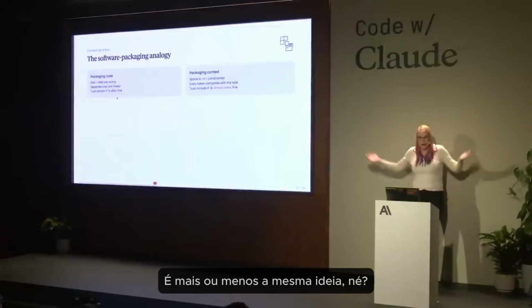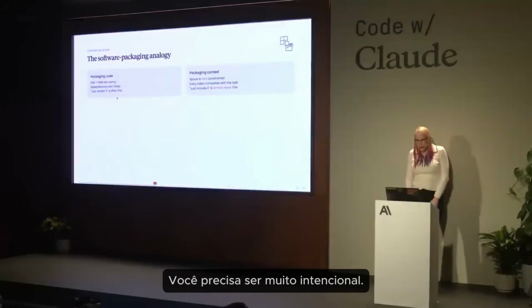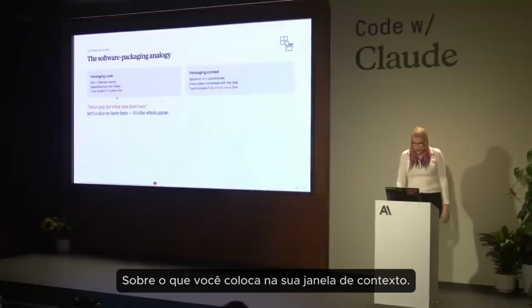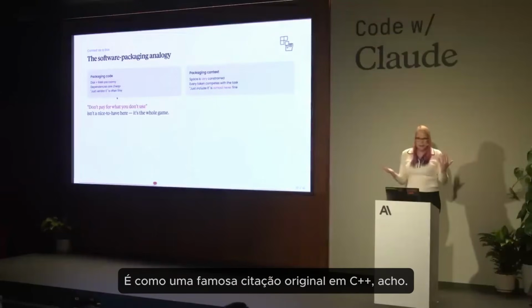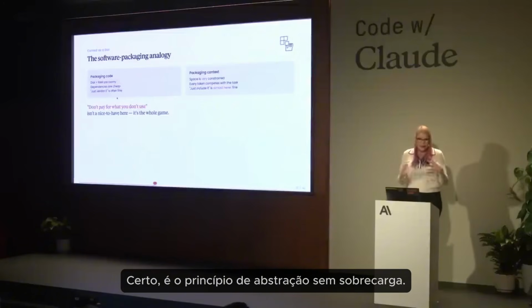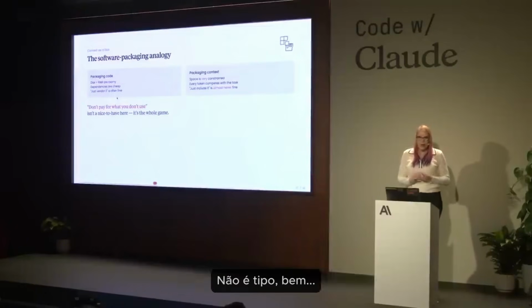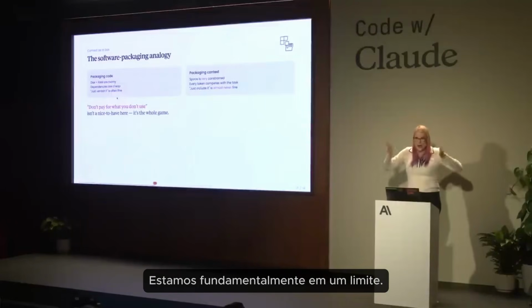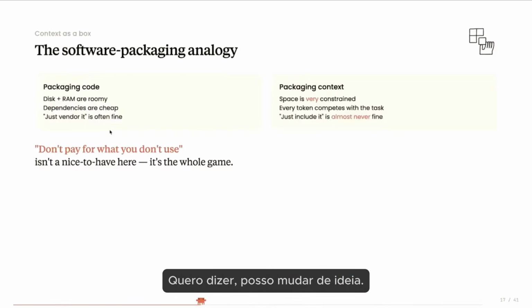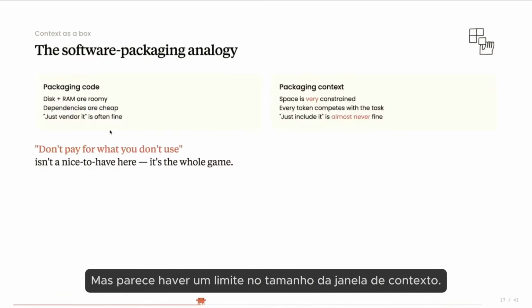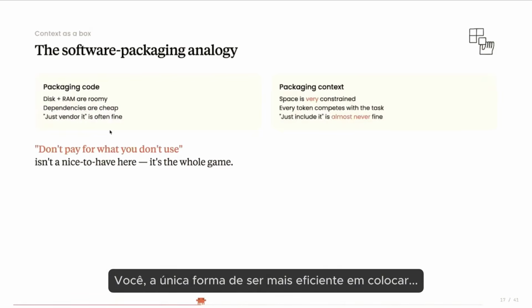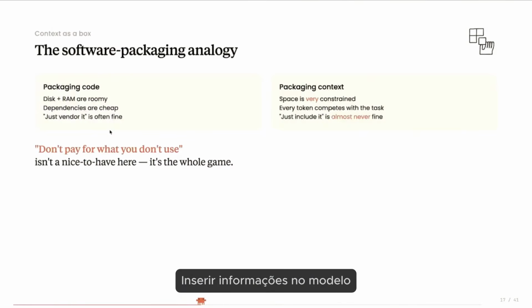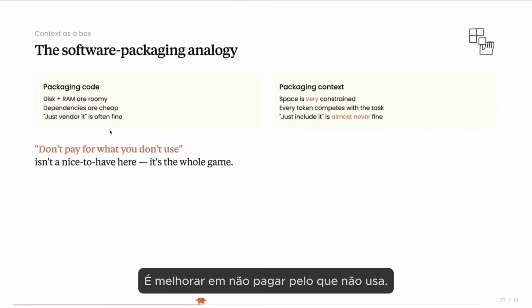It's kind of the same idea, right? You have to be very intentional about what you put into your context window. Don't pay for what you don't use, which is, I think, a famous, originally C++ quote, right? It's a zero overhead abstraction principle. It's not just a nice to have here, right? It's not like, well, we'll throw more compute power at it. We are fundamentally at a limit, or what looks like a limit. I might eat my words, but what looks like a limit of context window size, and it's not getting bigger, right? So the only way to get more efficient at putting information into the model is to get better at not paying for what you don't use.